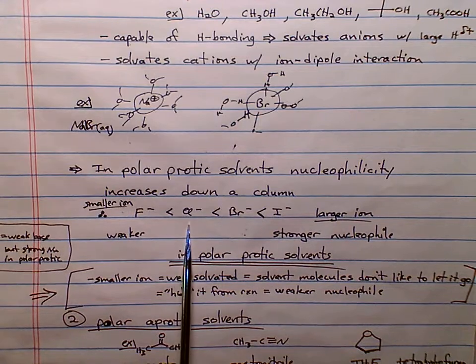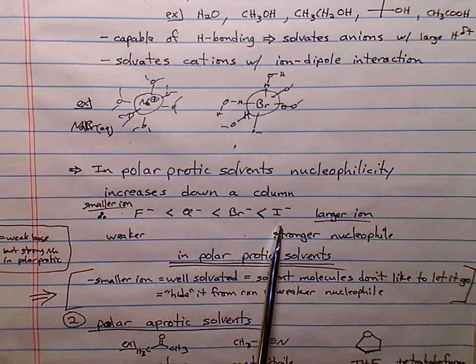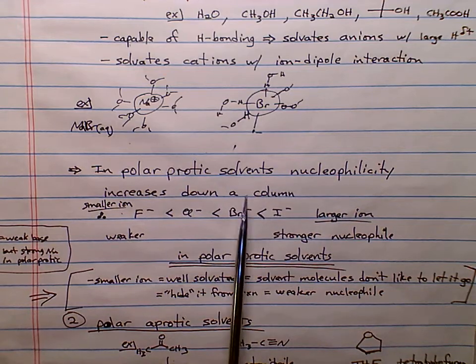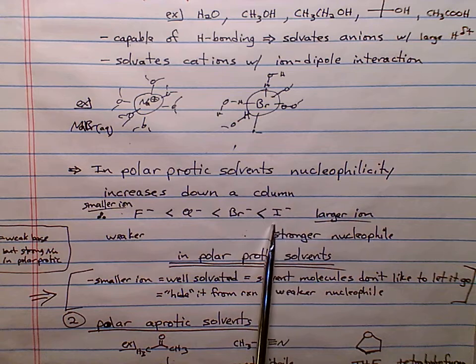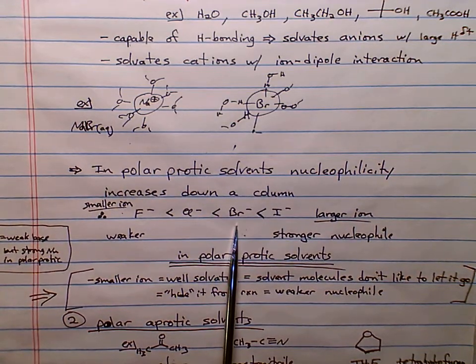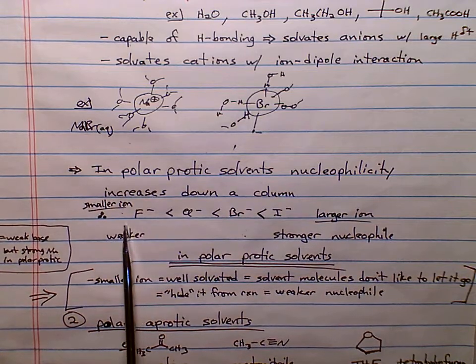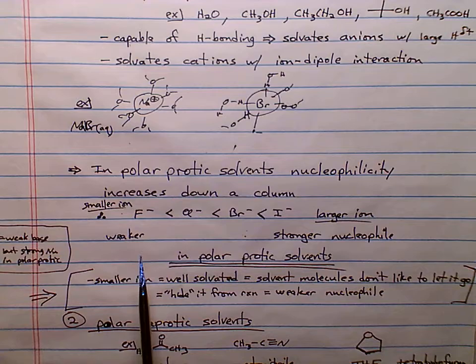Fluoride is a better leaving group. Chloride is not as good. Bromide's not as good. Iodide's not a good leaving group in polar protic solvents. If it's not a good leaving group, it means it's a stronger nucleophile. Iodide is a stronger nucleophile in polar protic solvents. Bromide is weaker. Chloride's weaker. Fluoride is a weak nucleophile in polar protic solvents.